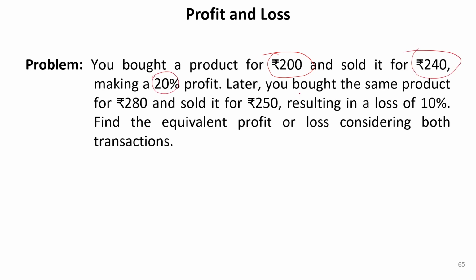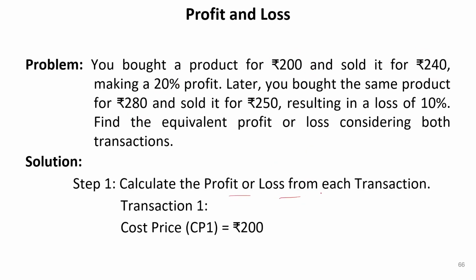Later you bought the same product at 280 and sold it for 250, resulting in a loss of 10%. Then find the equivalent profit or loss considering both transactions. In the first, you got a 40% profit, 40 rupees profit actually. In the second, you got 30 rupees in loss. So in total you got 10 rupees profit. So the equivalent profit will be 10 rupees.